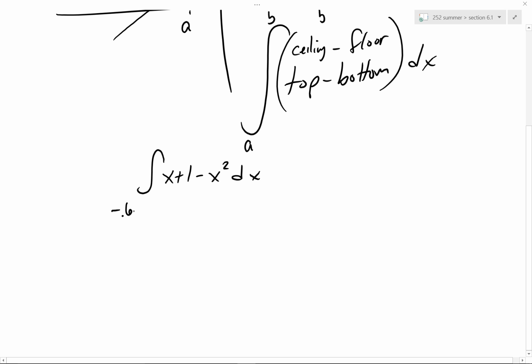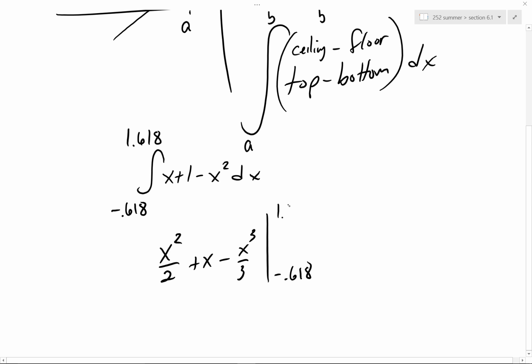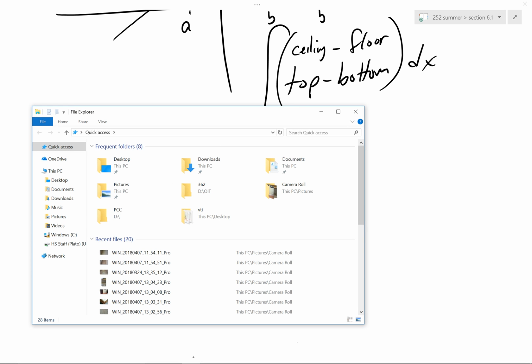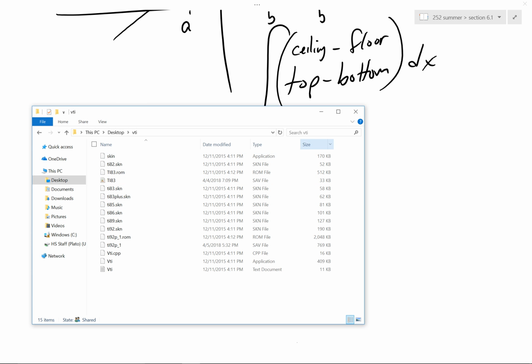negative 0.618 to 1.618. And so, really all you'd have to do, of course, is just do your regular old antiderivatives from here to here. And you're done. Okay, I'm going to pull up my other calculator real quick. Should have grabbed them both while I was at it. Oh, virtual TI.